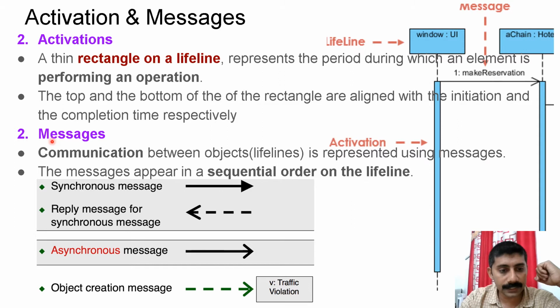Next thing is messages. The communication between objects or lifelines is represented using messages. This arrow represents a message. The messages appear in sequential order on the lifeline, so the sequential order matters. There are different types of messages: synchronous messages, reply messages, asynchronous messages, and object creation. We will see the details of each message.